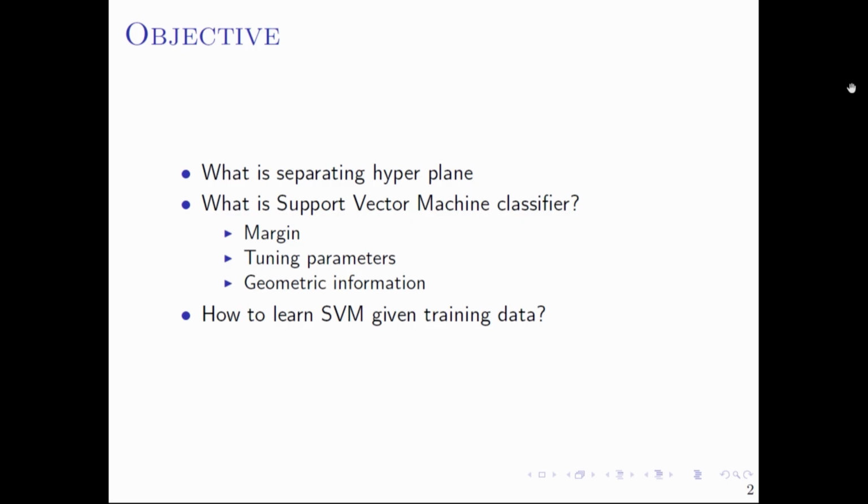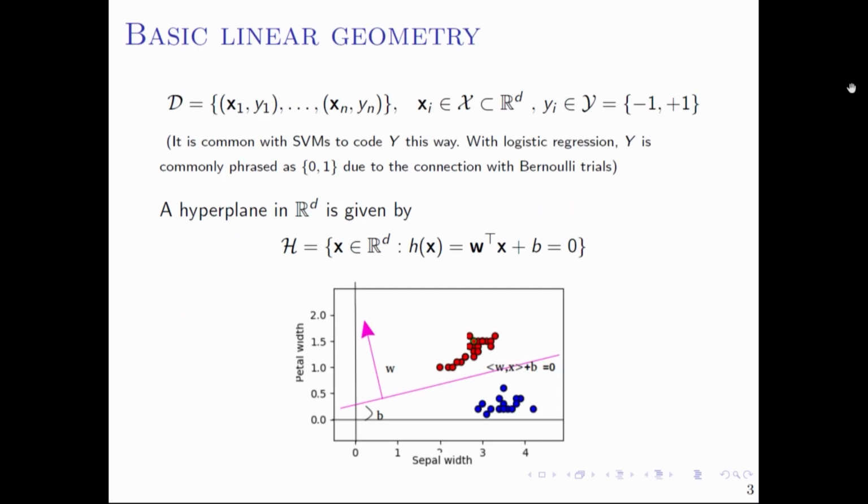But we will be learning what the support vector machine classifier is. I will be dealing with only the classification task with the support vector machine. And then we will learn what the margin is, what the intuition is behind the tuning parameters, maybe some geometrical information, and how to learn an SVM given training data. And as per your request, I will try to cover nonlinear classification with support vector machine and with kernel tricks. So again, we have the same data set D.